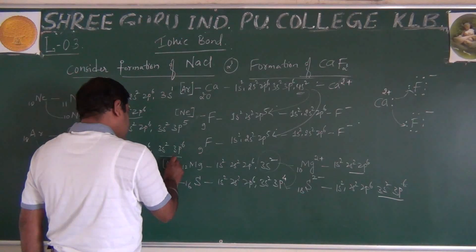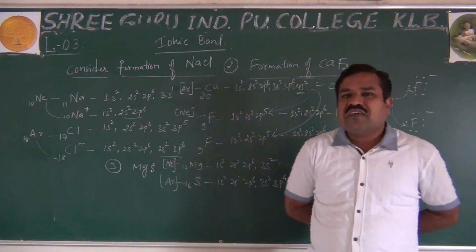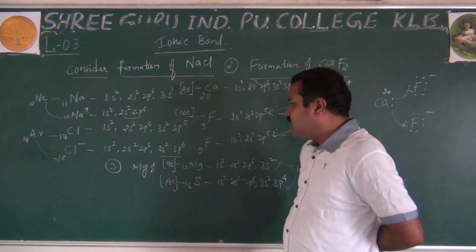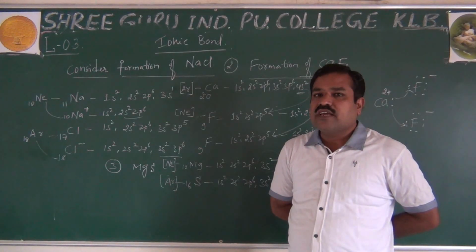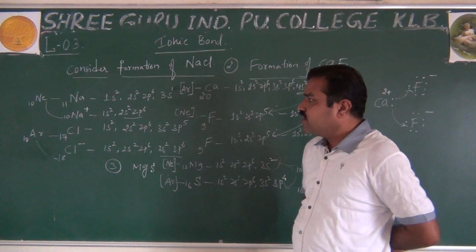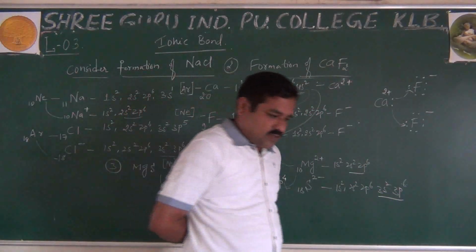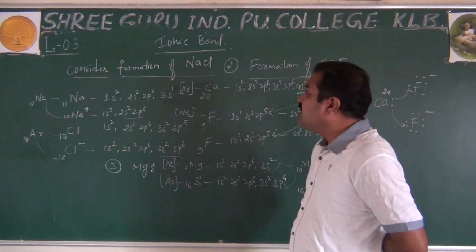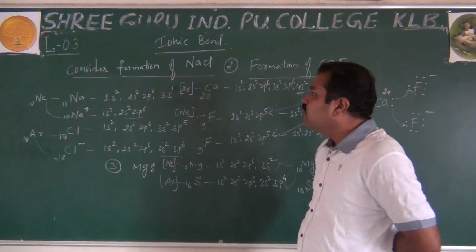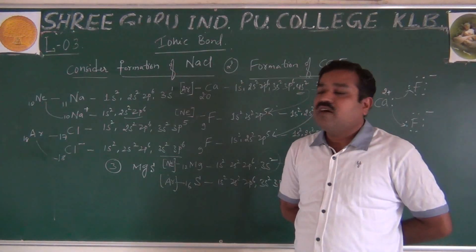That's why, students, I told you very clearly that the main important reason for chemical bonding is what? Acquiring the nearest noble gas configuration. By these 3 examples, what you come to know, students, is how to define an ionic bond. So what is an ionic bond? See, ionic bond is a type of bond which is formed as in these examples.